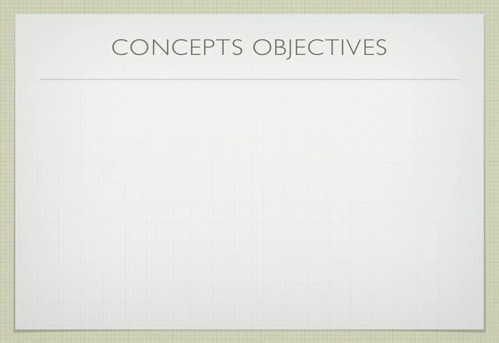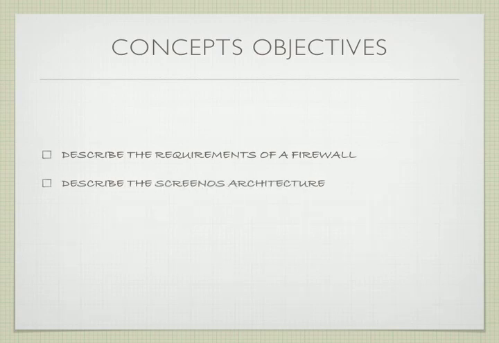So the objectives for this lesson are to be able to describe the requirements that a firewall has to implement. And these, of course, will be fulfilled by the ScreenOS architecture. We will then take a look at how ScreenOS is set up and how it maps its architecture to deliver the requirements of the generic firewall.